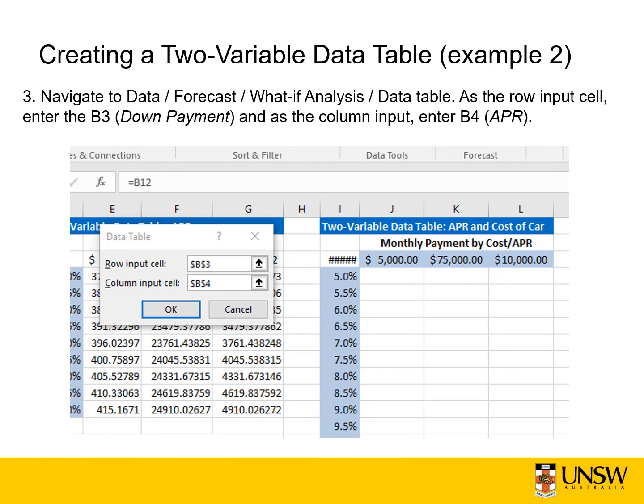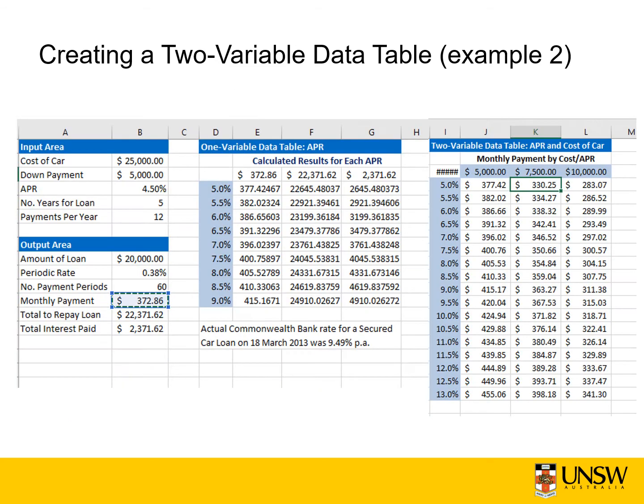Now go to the Data tab and click Data Table. As the row input cell, enter the down payment cell, which is B3, and as the column input, enter the interest rate cell, which is B4. As you can see here, Excel calculated monthly repayments based on different down payments and interest rates. Watch the demo in the next slide. The demo shows an example that compares one variable with two variable data table.